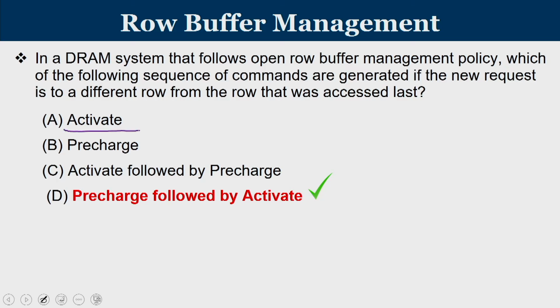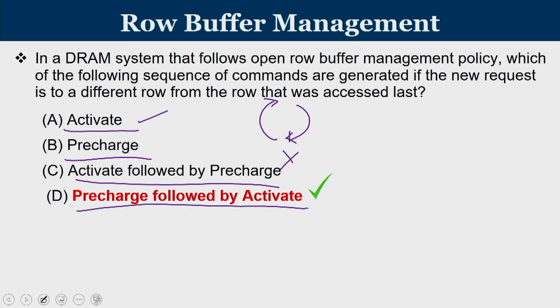Activate alone means the contents of a particular row are transferred to the row buffer. Pre-charge means the contents of the row buffer are transferred back to a row. Activate followed by pre-charge would mean you transfer something into the row buffer and then store it back from the row buffer into the row. That is not relevant here. So, pre-charge is what has to be done first, followed by the activate signal.